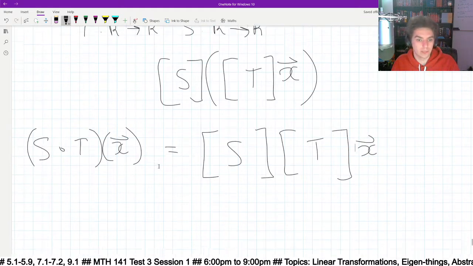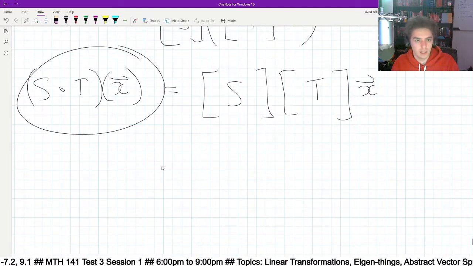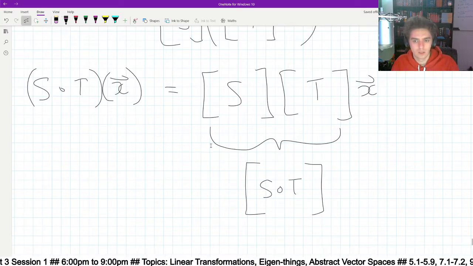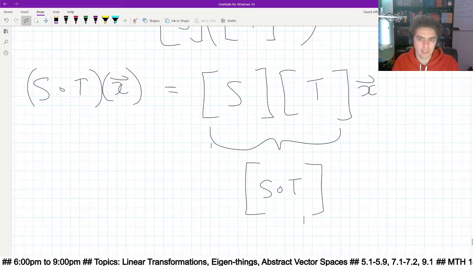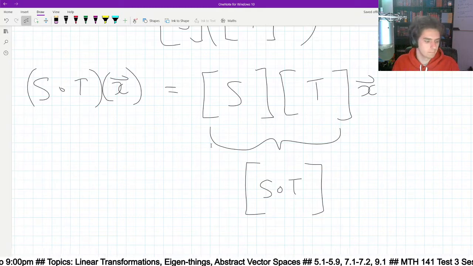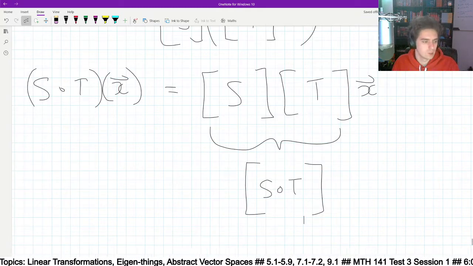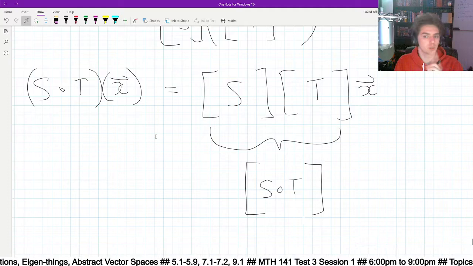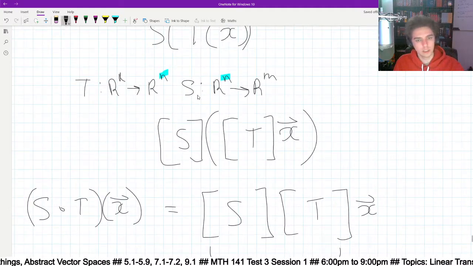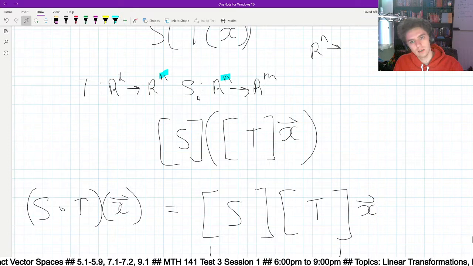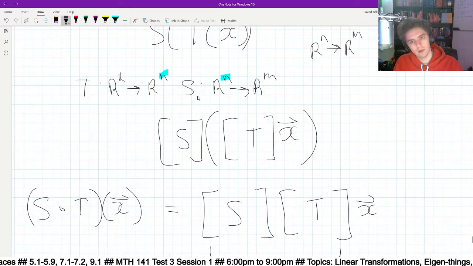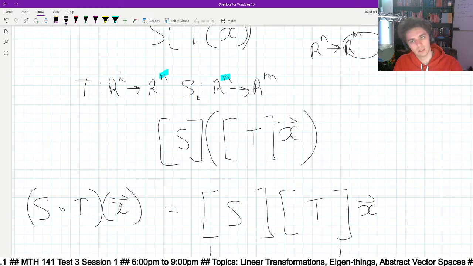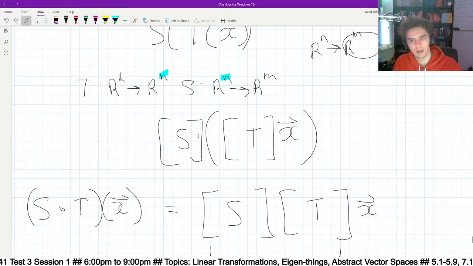And if you wanted the matrix representation of just S of T, you could multiply these together, and that would make the matrix representation of S of T. There would be just one matrix instead of two. But it's the same idea as multiplying the matrix, multiplying the vector. You wouldn't be able to switch them, because if you switch them, you'd be going from Rn to Rm, and then from Rk to Rn. This doesn't match up, so there's no way. It's not in the domain.